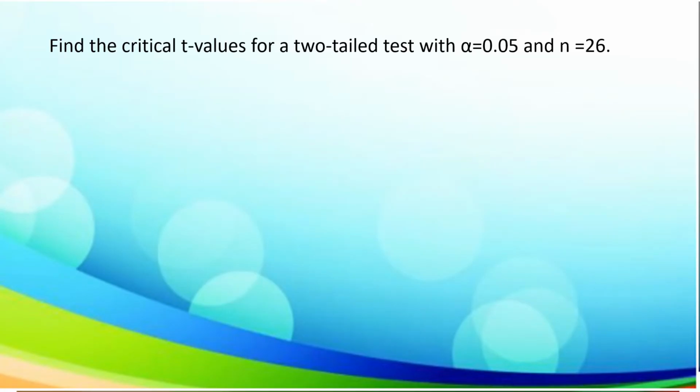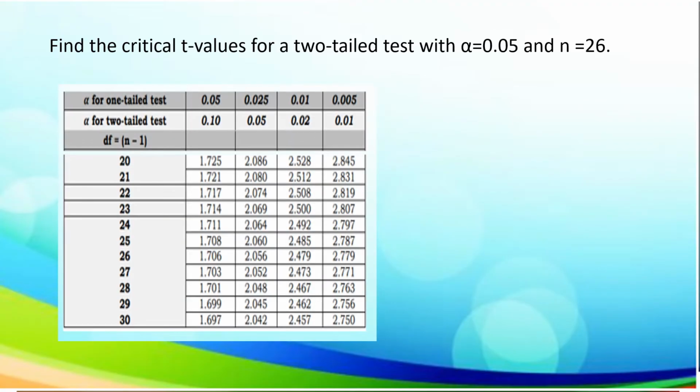Now let us try this. Find the critical t-values for a two-tailed test with a given alpha of 0.05 and a sample size of 26. Using our t-table, let us locate the two-tailed test, which is here, and our given alpha, which is 0.05.